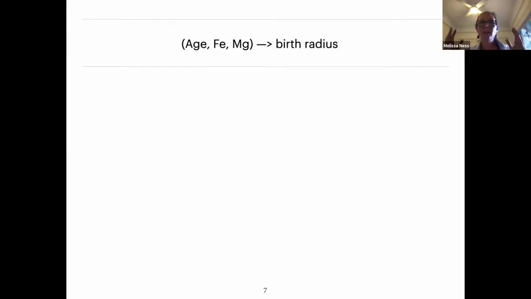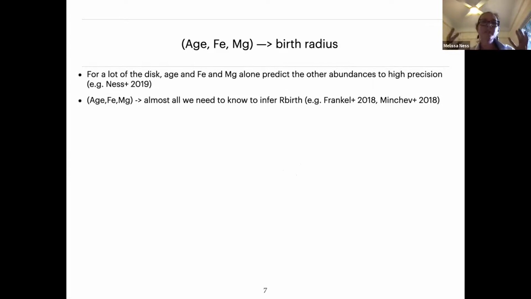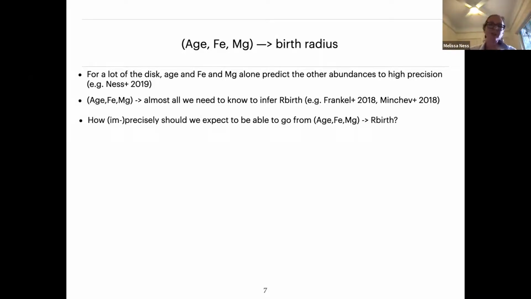So age, iron, magnesium, these are key variables. And what we think we're getting to with these is birth radius. Okay, so we know that for a lot of the disk, age, iron, and magnesium alone predict the other abundances to high precision. So these three variables are almost all we need to know to infer the birth radius of stars. So a natural question, given this, is how precisely, or conversely imprecisely, should we expect to be able to go from these three variables to birth radius?